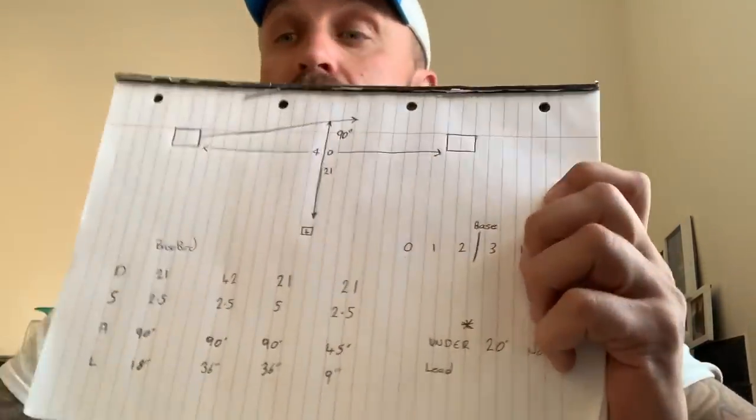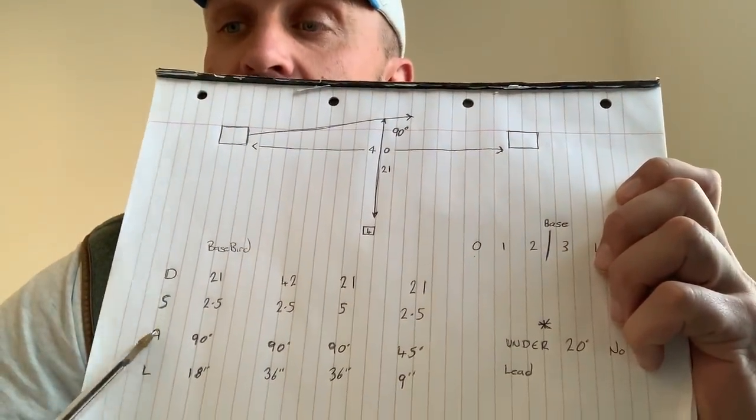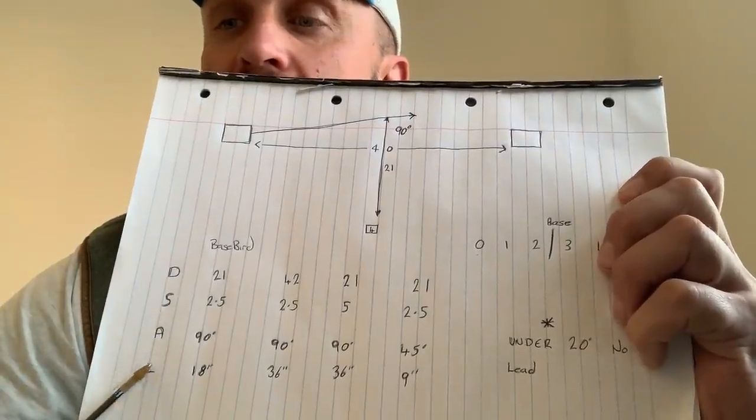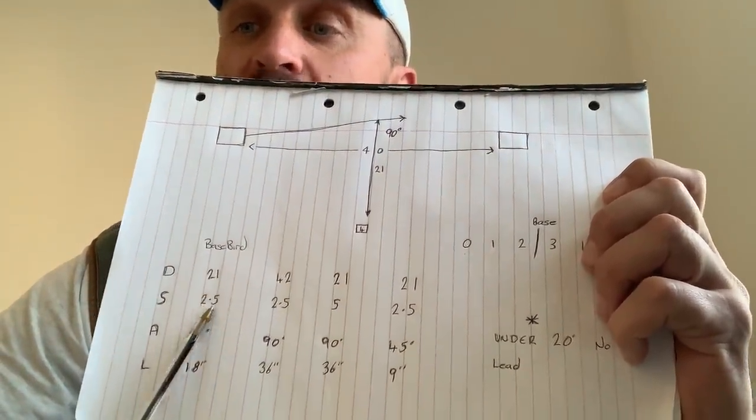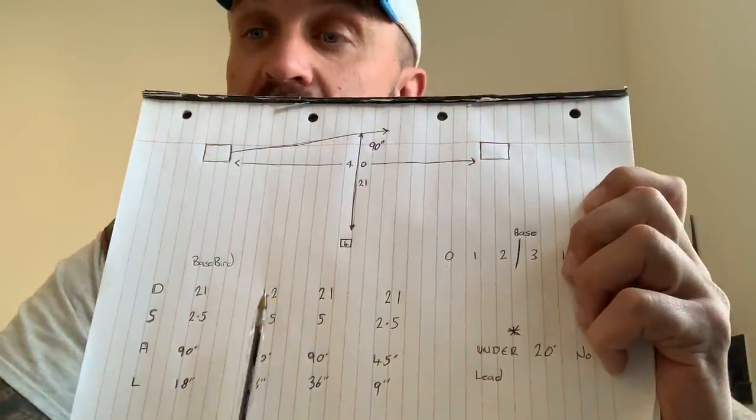So, DSAL, distance, speed, angle, lead. Okay, there's my base bird, we've got the numbers. So here's the next scenario.